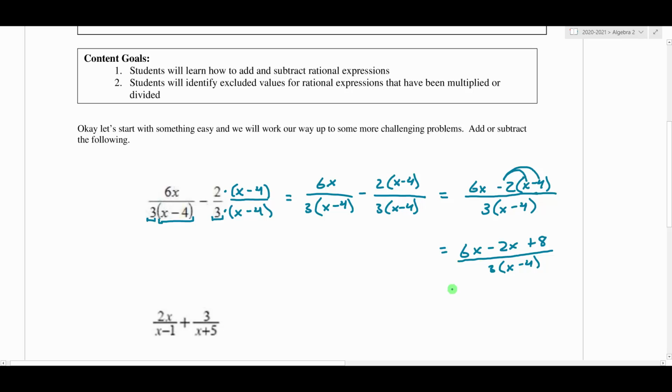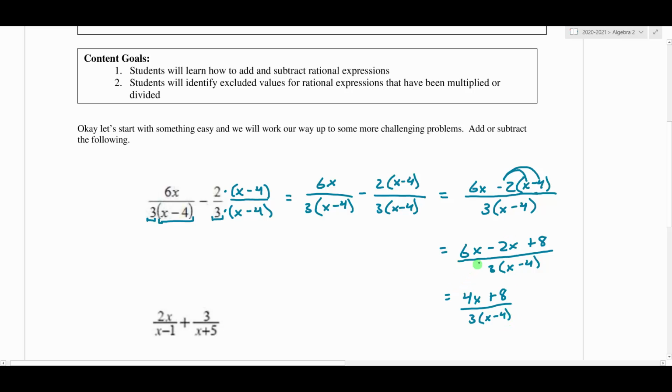I can do a little bit more here. I can combine like terms in the top. So I can do 6x minus 2x. Well, that is just 4x. So I've got 4x plus 8 over 3 times x minus 4.